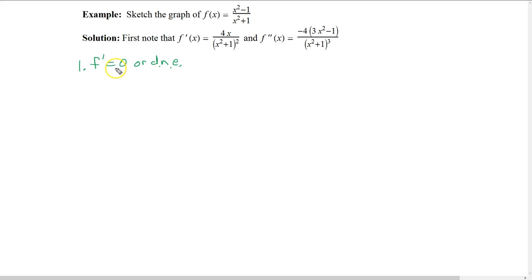Now it's going to equal 0 when the numerator is equal to 0. So that's when x is equal to 0. And this derivative exists everywhere. The denominator x² + 1 is never equal to 0 anywhere, so we don't have to worry about dividing by 0. So this is the only critical number we have for the function f, so we'll set up our sign pattern for the first derivative.